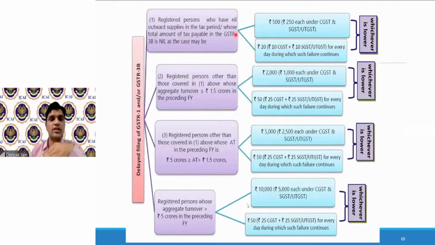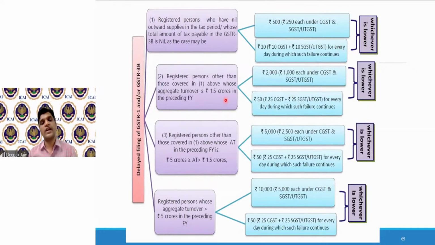For GSTR 1 and 3B, if the registered person has nil outward supplies and is filing a nil return, and he is delayed, then the late filing fee is 500 rupees or 20 rupees for every day, whichever is lower. So if he is delayed by, say, 100 days, 100 into 20 is 2,000 rupees. 2,000 is higher than 500, so he will pay only 500 rupees. Whichever is lower, he will pay.